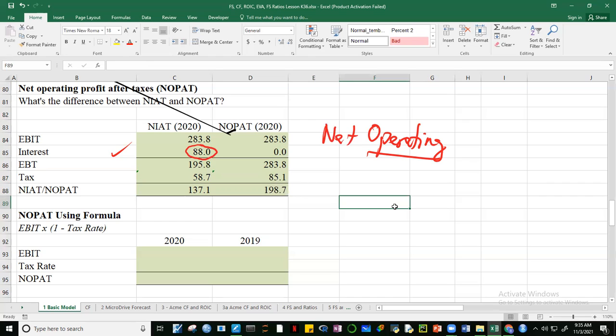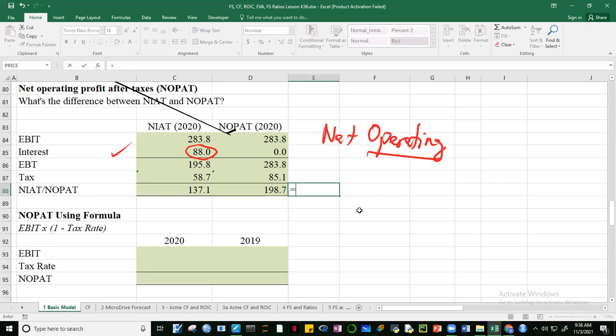So we assess now operations based on not the net income after tax, but on the net operating profit after tax. Again, the difference is that we do not charge operations with the interest expense because interest expense is a financing activity. It's the result of a financing activity, and it will be, quote unquote, unfair to charge operations with something that's outside their control. Okay. All right. So let's analyze this.